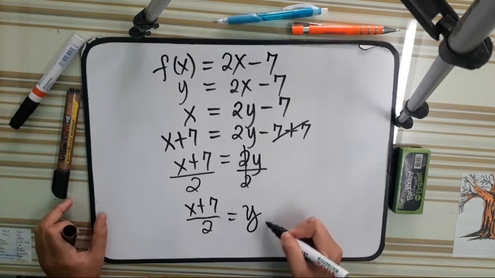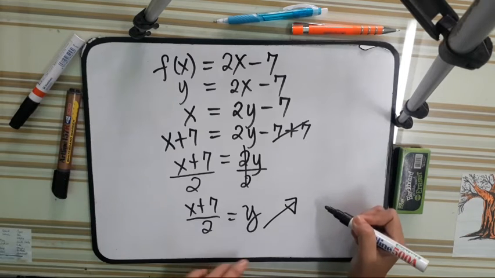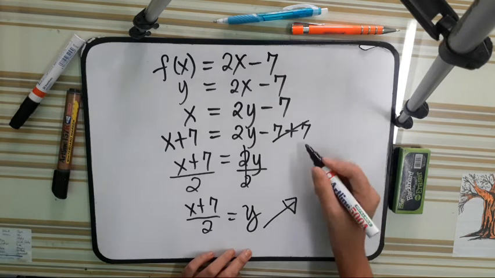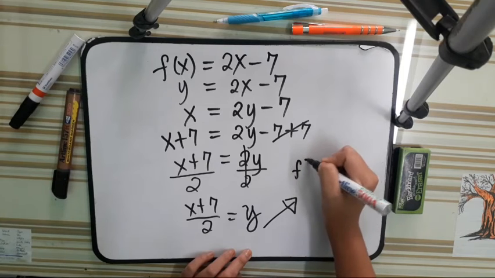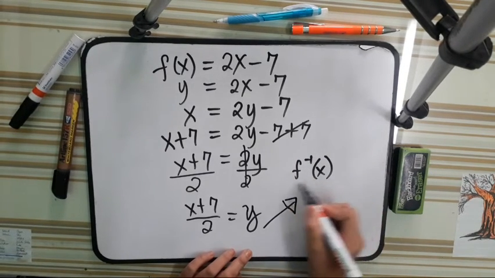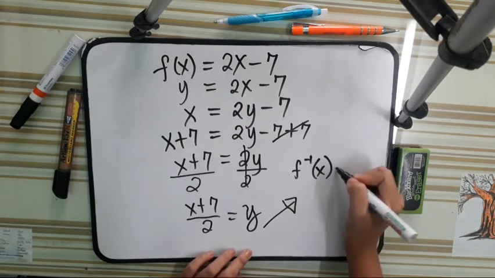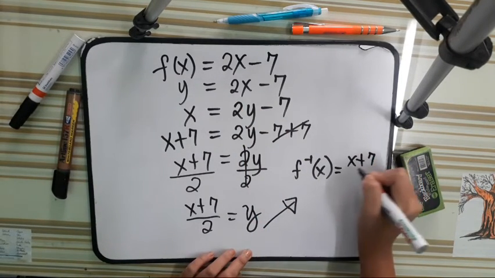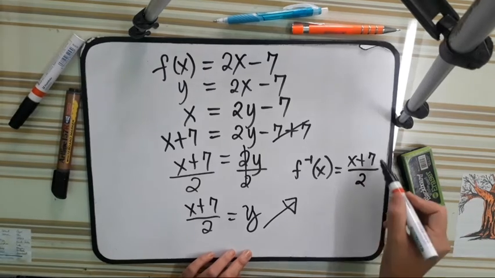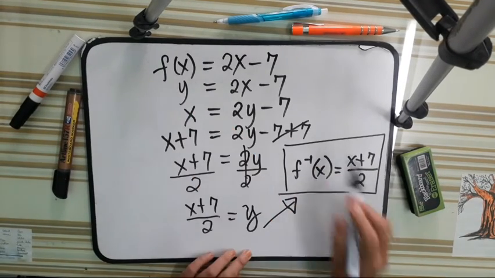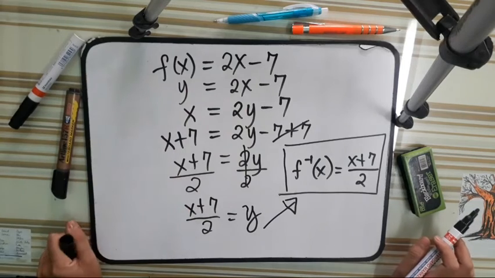So therefore, this is the inverse of the function. So we're gonna rewrite it using the inverse form, which is f raised to negative 1 x, this is the symbol for inverse of the given function, is equal to our answer, x plus 7 over 2. Meaning to say, this is the inverse of our function 2x minus 7.